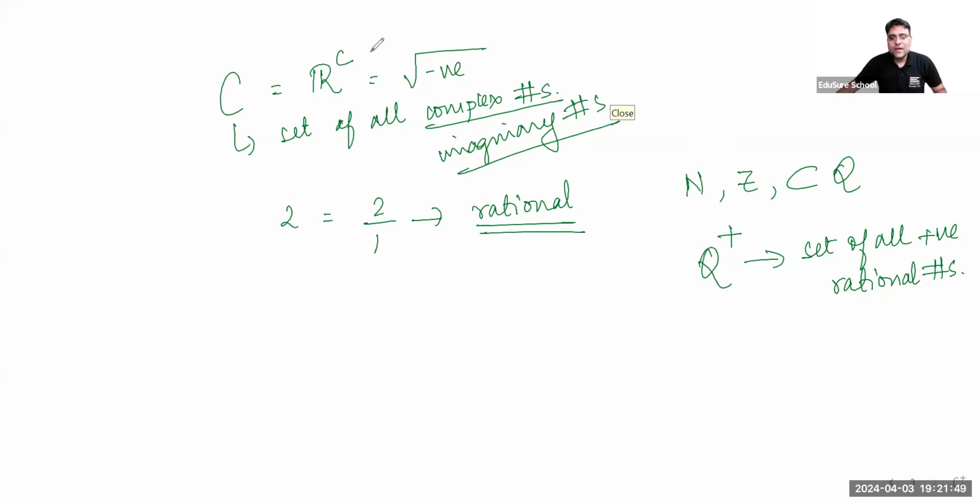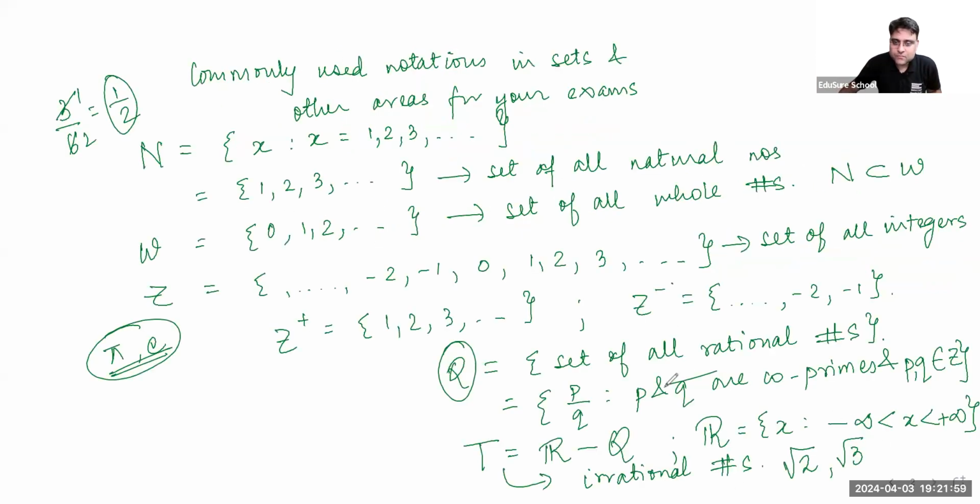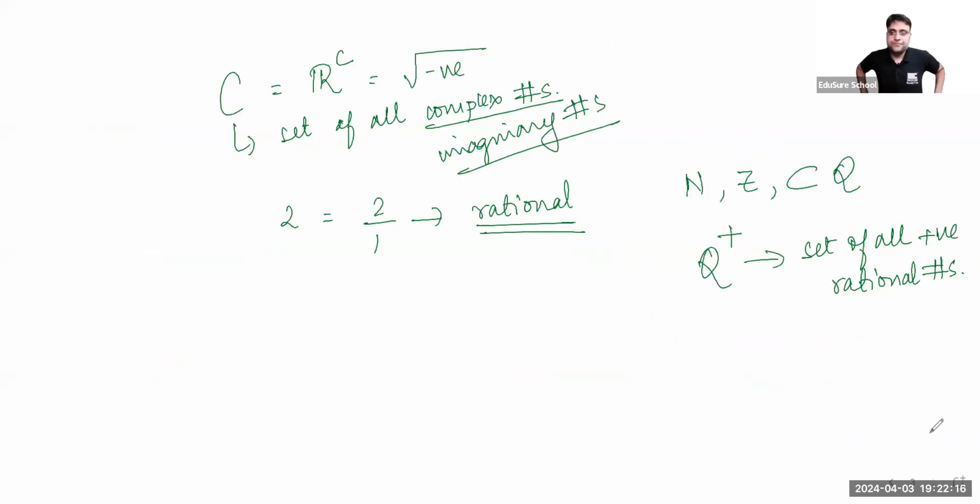2 by 0 is undefined, Shivank. P and Q should be co-prime to each other and Q should not be equal to 0. Yeah, Q should not be equal to 0. It becomes undefined. That is what it is.